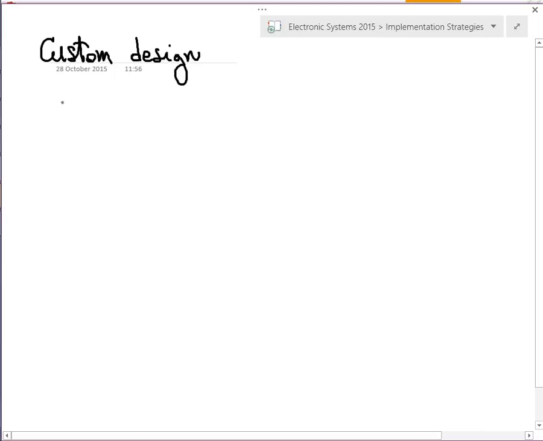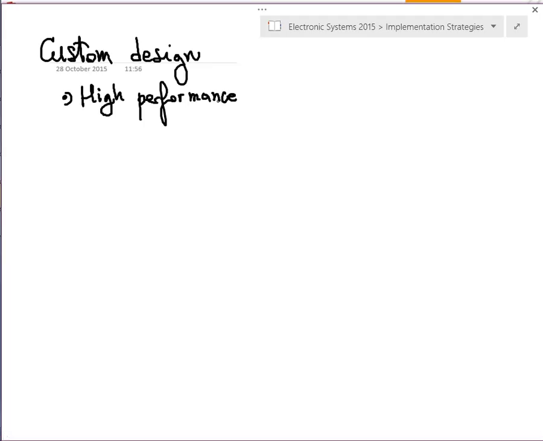So the advantages and the main characteristics of custom design is that you can have high performance. Really, this is the way to go if you want high performance, low power consumption per function. Of course, in the case of custom design, nothing is reusable. You really need to do it once. And since you need to design at the level of the single transistor, you actually have a very time-consuming process.